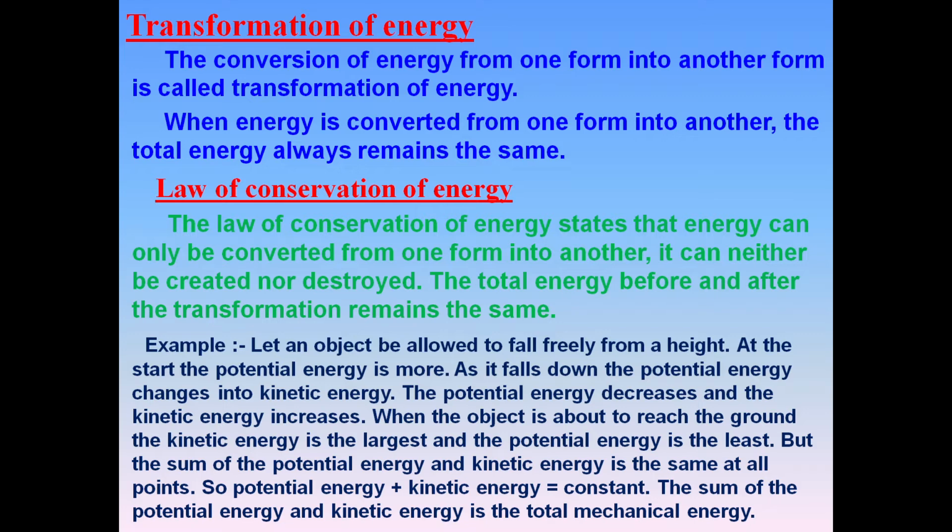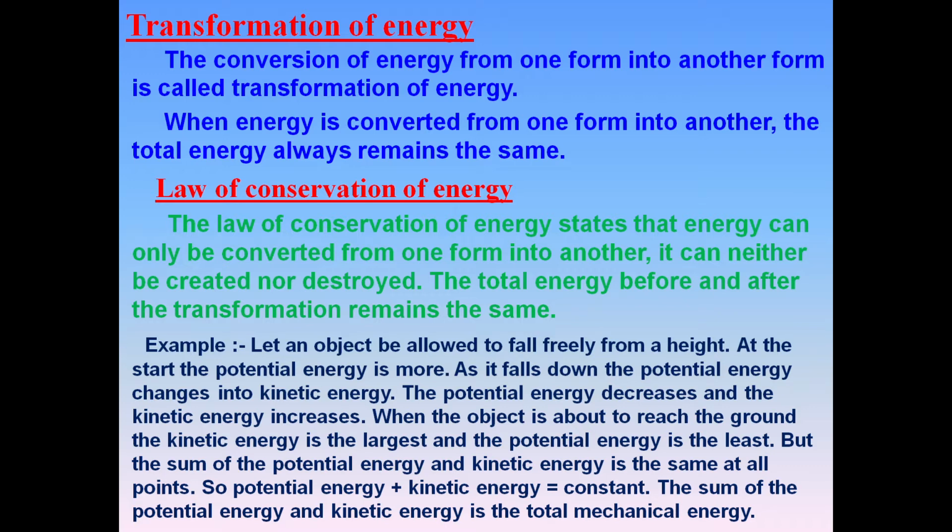Now let us understand it with the help of one example. Let an object be allowed to fall freely from a height. You know that when the object is present at certain height, then it has only potential energy. At the start of the fall, the potential energy is more. But as it falls down, the potential energy starts decreasing and kinetic energy starts increasing because now the object has come into motion. The potential energy decreases and kinetic energy increases.